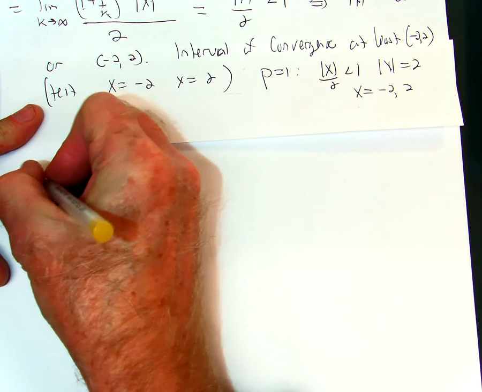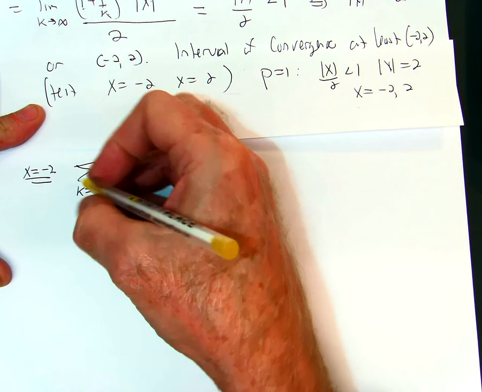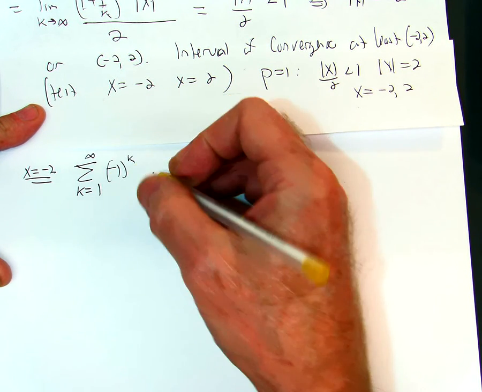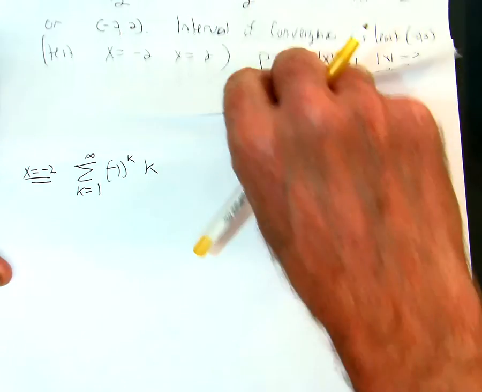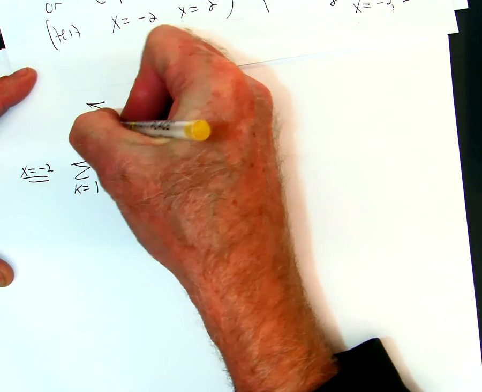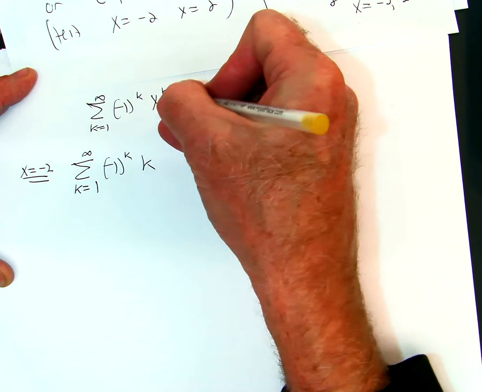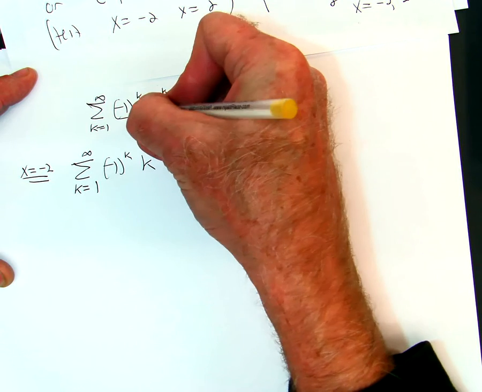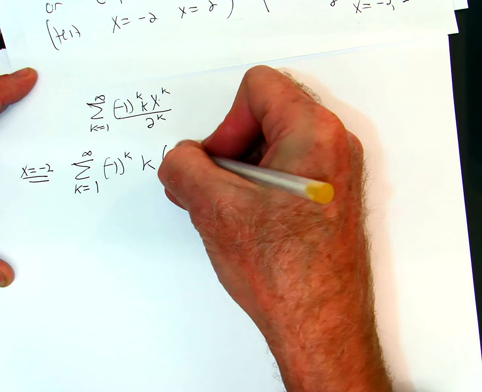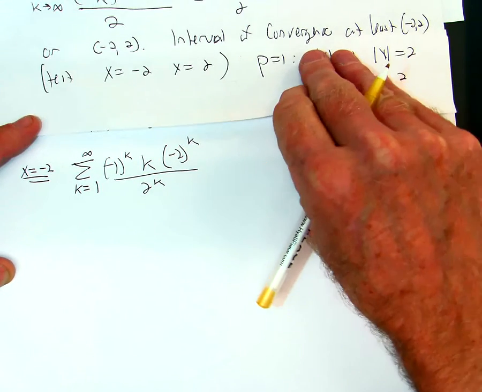So when x is equal to minus 2, let's plug it into the series. The sum from k equals 1 to infinity of minus 1 to the k, k, and here's the original series, so I get minus 2 to the k, and it's all over 2 to the k. Okay, that's where I got that.